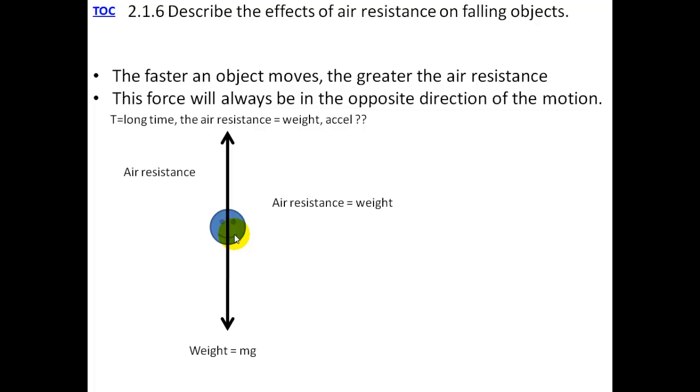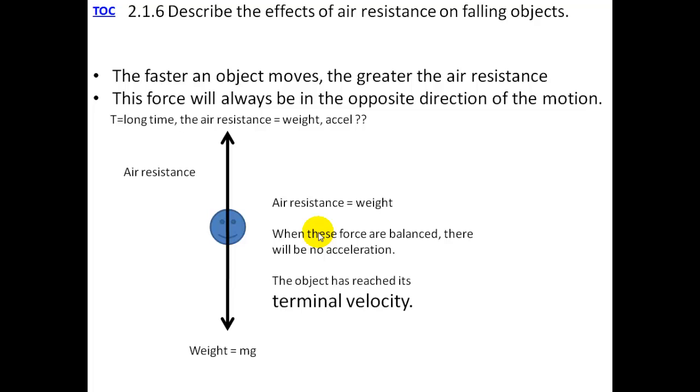So if there's no net force, they will either go at a constant velocity or be still. Well, since it is somebody who is falling from a plane, they will go at a constant velocity. So the acceleration will be zero, and we call this the terminal velocity.